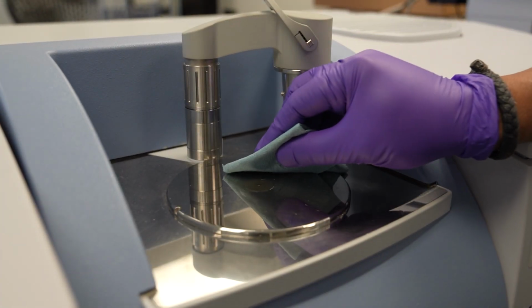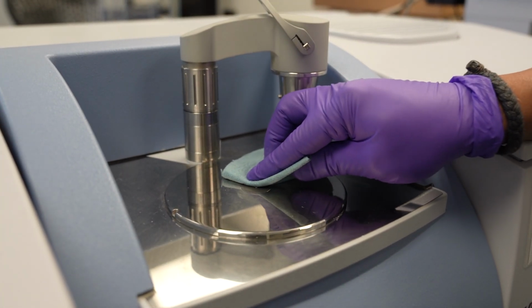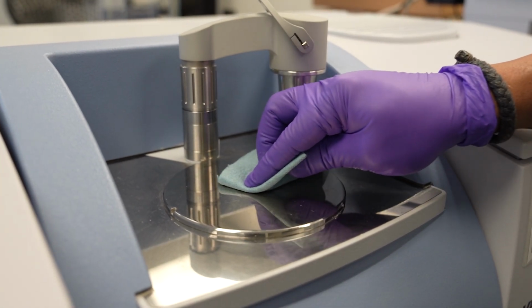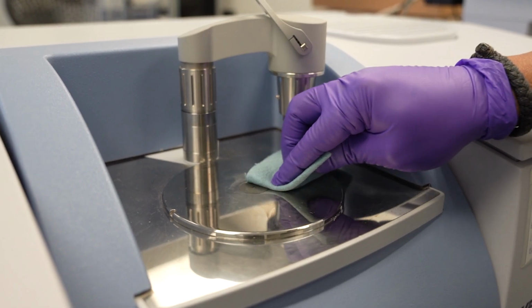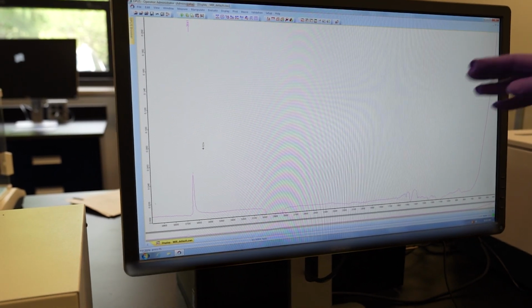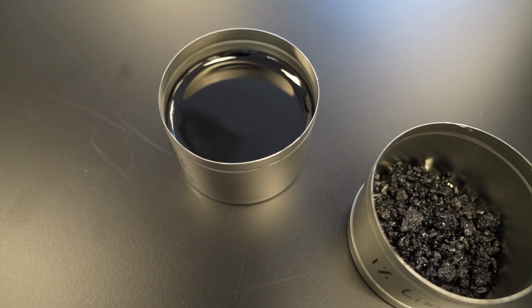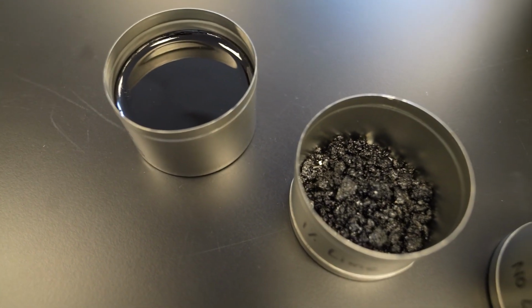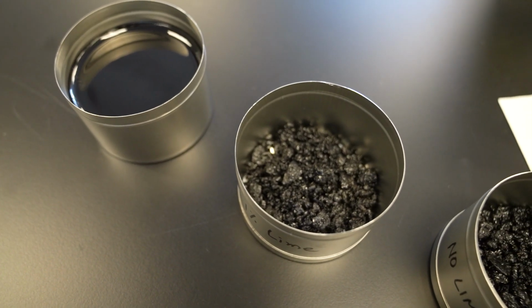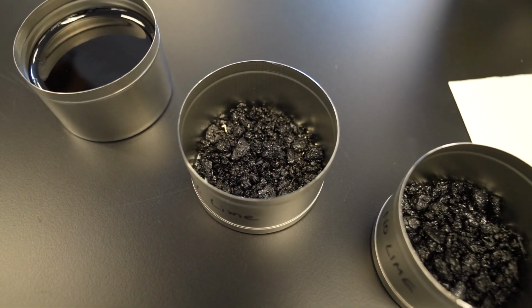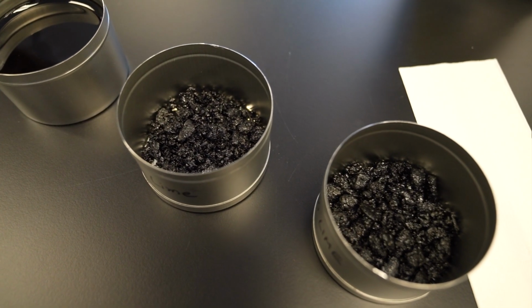This level of detail is crucial for ensuring that the materials meet the required specifications for performance and durability. By providing a clear and detailed analysis, FTIR spectroscopy enables technicians to make informed decisions about the quality and suitability of paving materials, ultimately leading to safer and longer-lasting road surfaces.